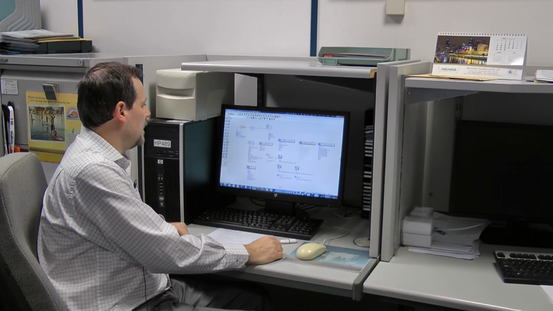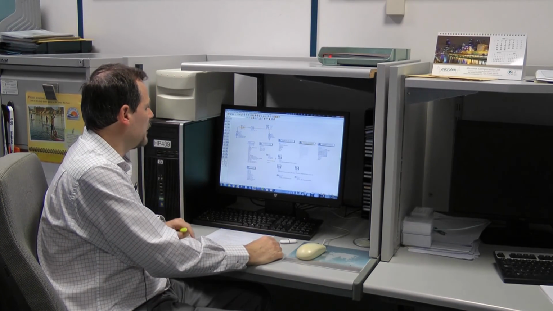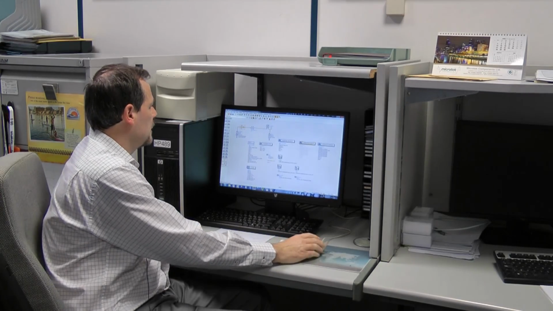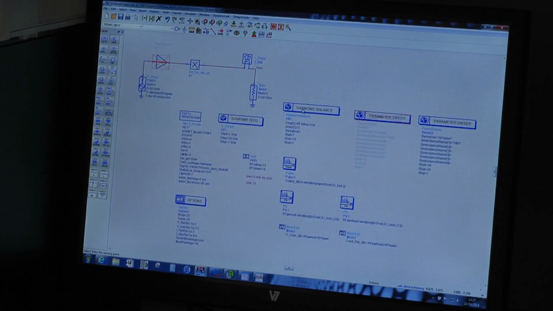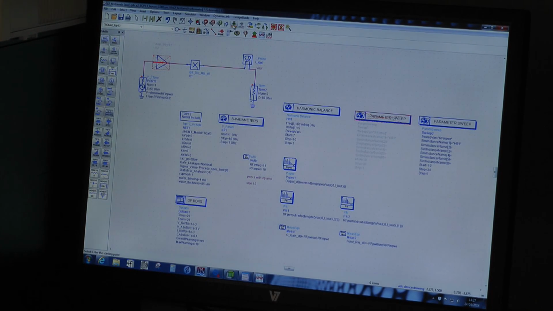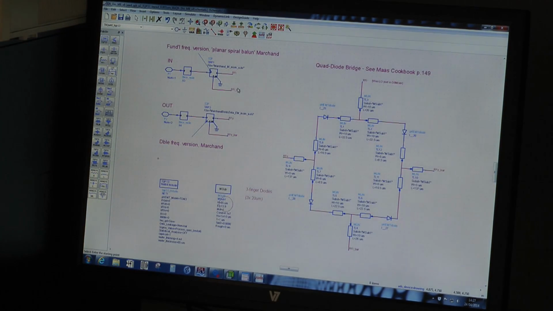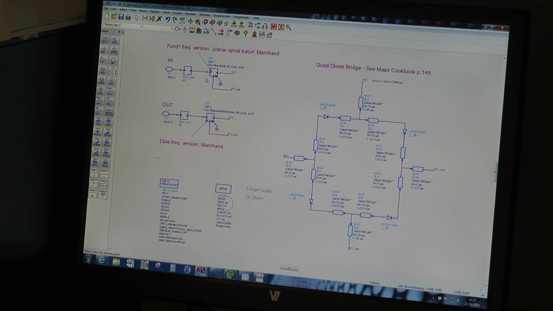Okay, so here's our frequency multiplier test bench. The multiplier symbol here is a full harmonic balance simulation. If we push into the multiplier, this is a hierarchical design of what we're going to be looking at today. We're going to use a planar spiral balun to drive a quad diode bridge, which we'll discuss in more detail shortly.